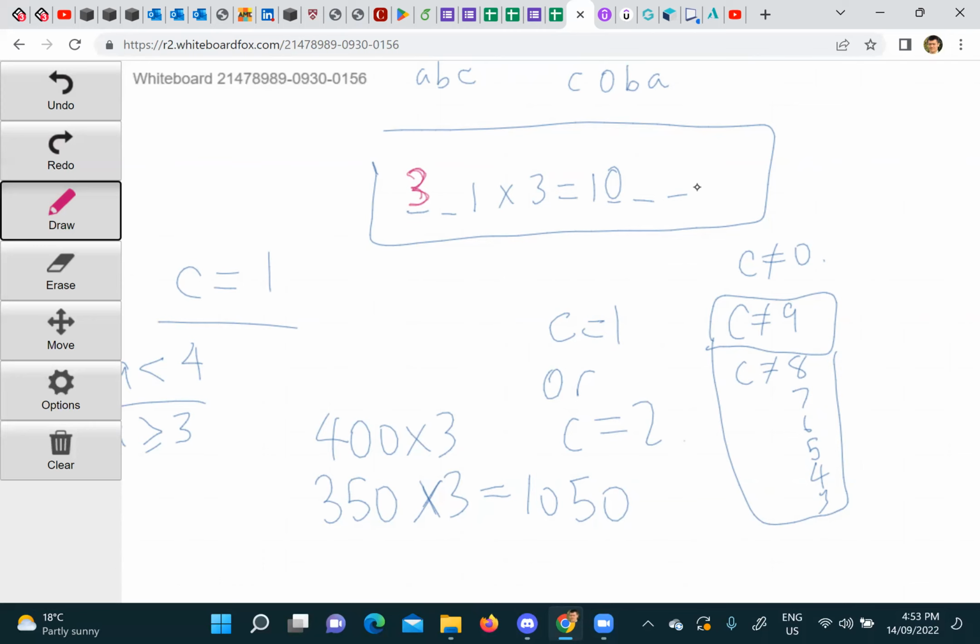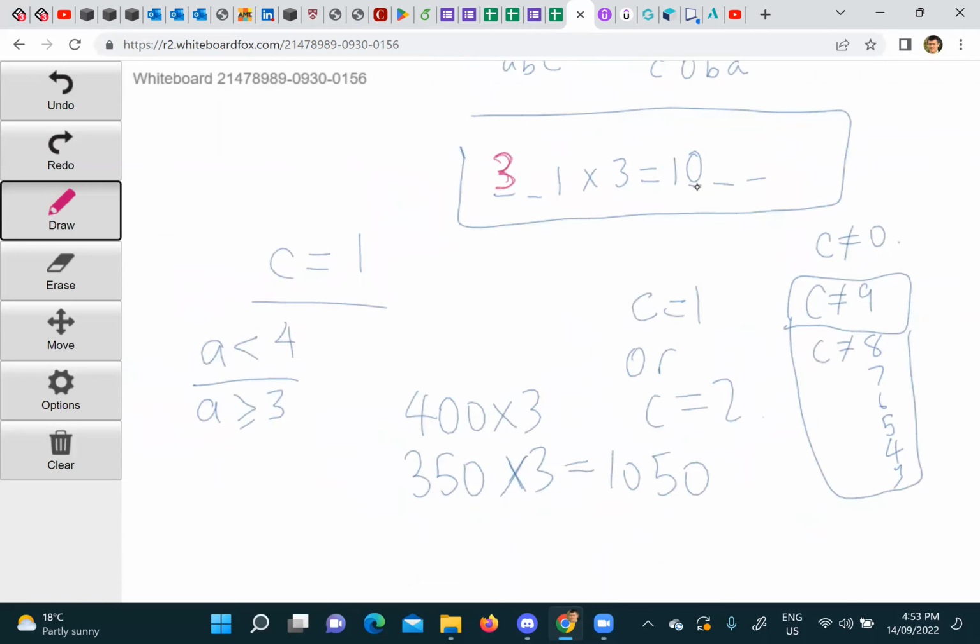So A equals. Yeah, exactly. A equals 3, right? See? Now you just gotta know what B is, yeah? Okay, I'll give you more minutes to think about this, okay?